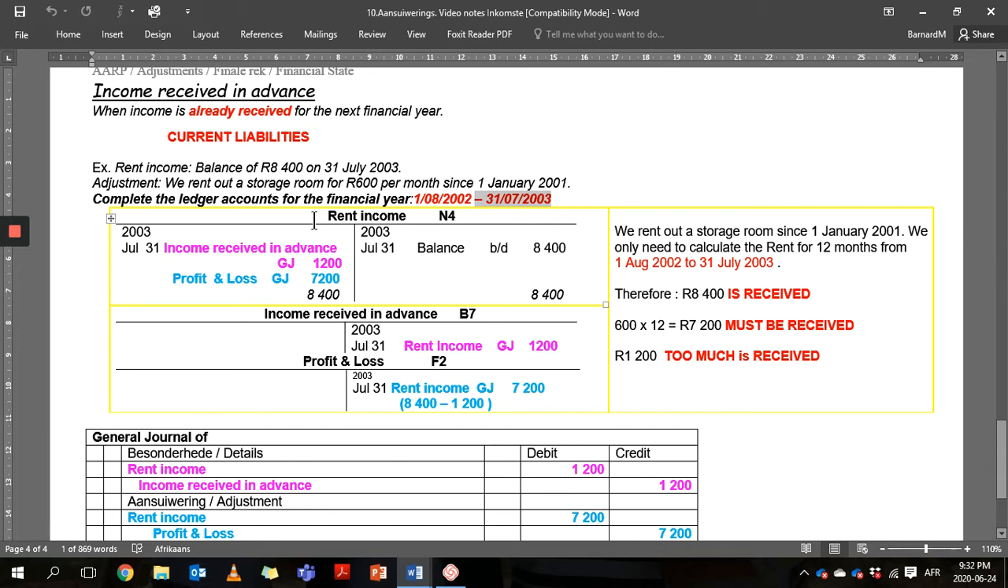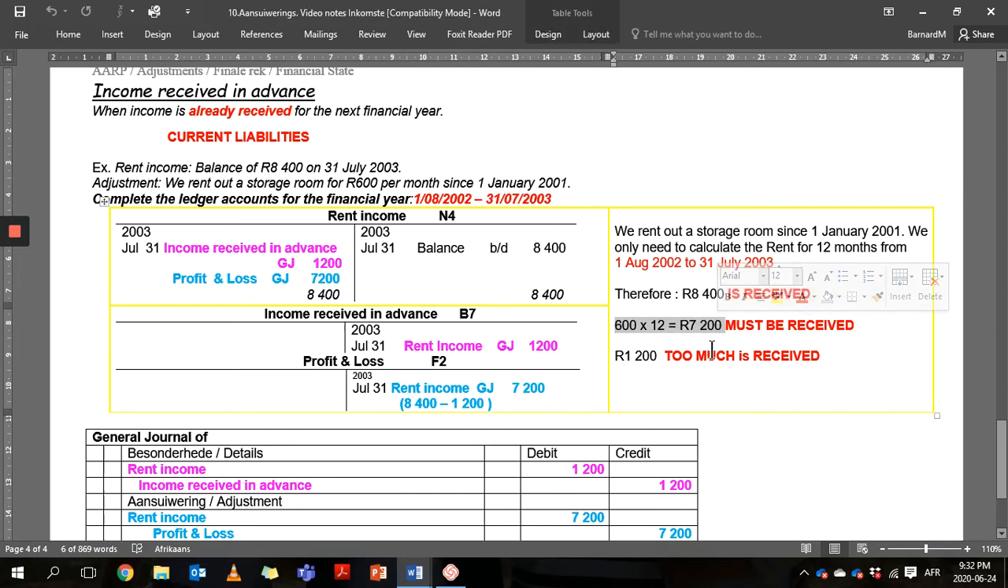So it doesn't matter that we are renting out the storage room for more than 2 years. We only need to calculate the rent income for these 12 months. So if I'm going to take the 600 Rand, multiply it with 12, it gives me an answer of 7,200. And that is the amount that I need to receive. I must receive 7,200. But we already received 8,400, which means that we received 1,200 too much.